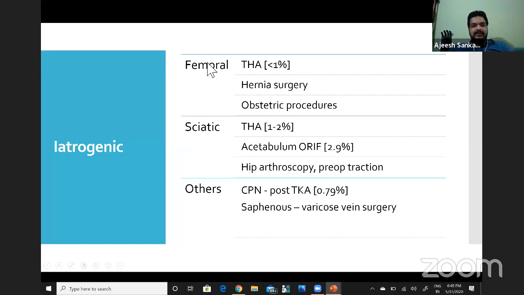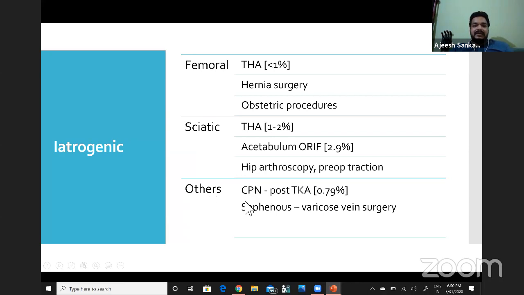Coming to the iatrogenic injuries, it's important to understand that a femoral nerve can be injured in total hip replacement, but it's more commonly injured during hernia surgery and obstetric procedures. The sciatic nerve, again, can be injured during hip replacement or acetabulum fracture fixation, but also during hip arthroscopy. And there's a predilection for sciatic nerve injury if you apply pre-op traction before hip fracture fixation.